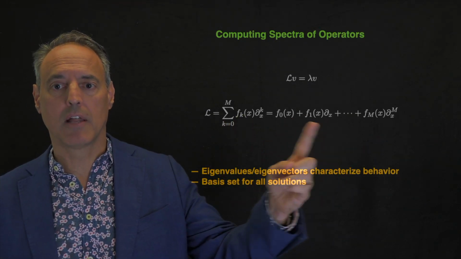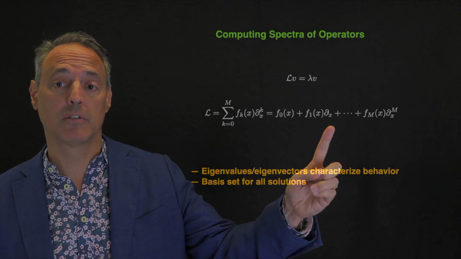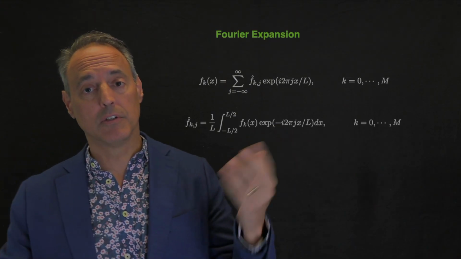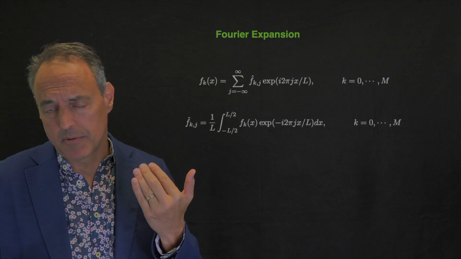So you can take any one of those coefficient functions here, f0, f1, that sit in front of the derivative terms. f1 sits in front of the first derivative, f2 in front of the second derivative, and so forth. And we could expand each one of those functions as a set of Fourier modes. That's the first step, is that observation.